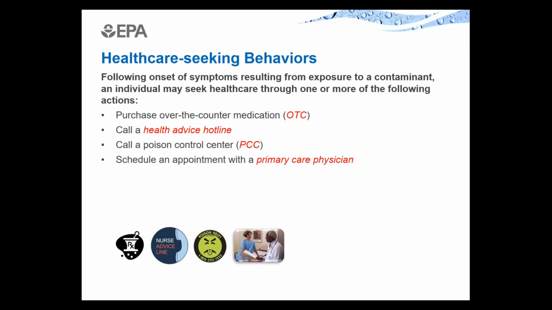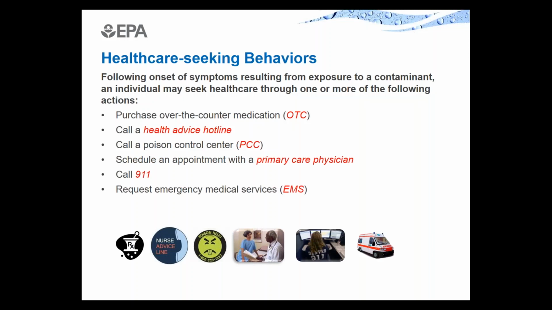If you're sick and you don't get better, you may schedule an appointment with your primary care physician. If it's a serious condition, you might call 911. They may send an emergency medical service, an ambulance, to both treat and transport you to the emergency department for proper treatment. So again, all of these activities can generate signals that can become digitized and thus are fodder for syndromic surveillance.